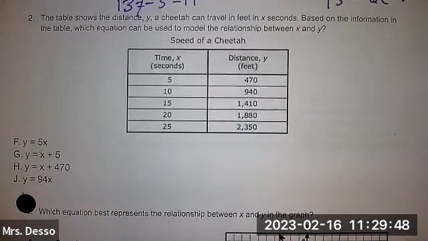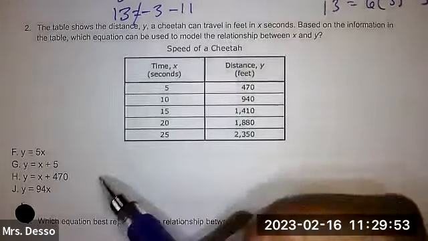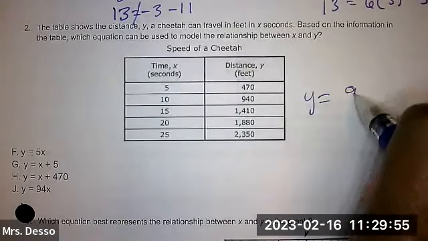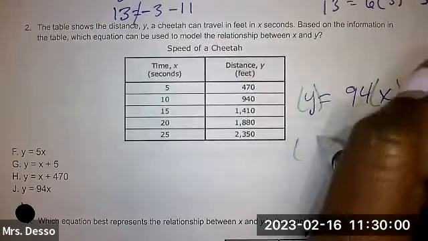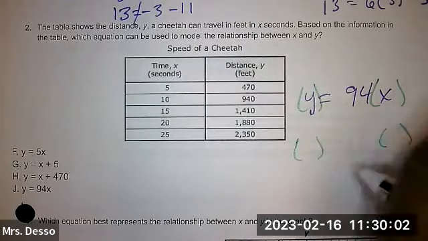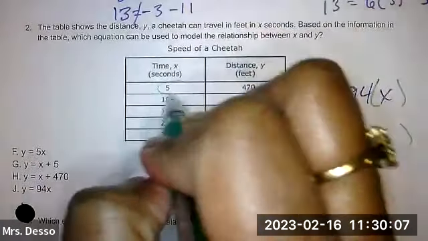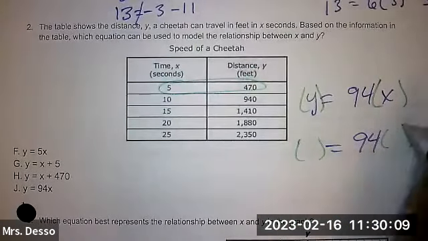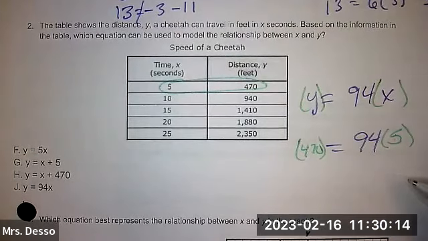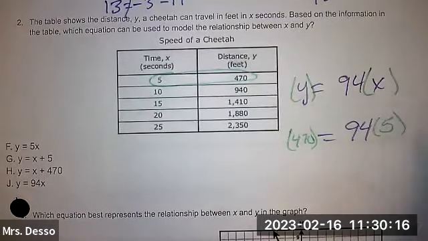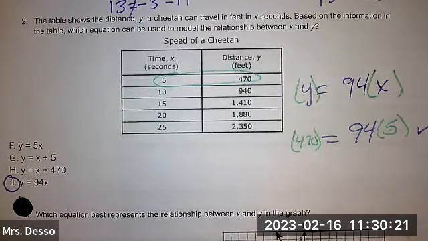Number 2 is the same thing. Substitute for your x values and y values. If I start with J, I have y equals 94x. Wherever I see a y, I'm substituting. Where I see an x, I'm substituting. I can use any one of these values I want. I'm going to start here with this one, and I'm going to use that 5 for my x, 470 for y. If I multiply 94 times 5, I do get 470. So J is the correct answer.